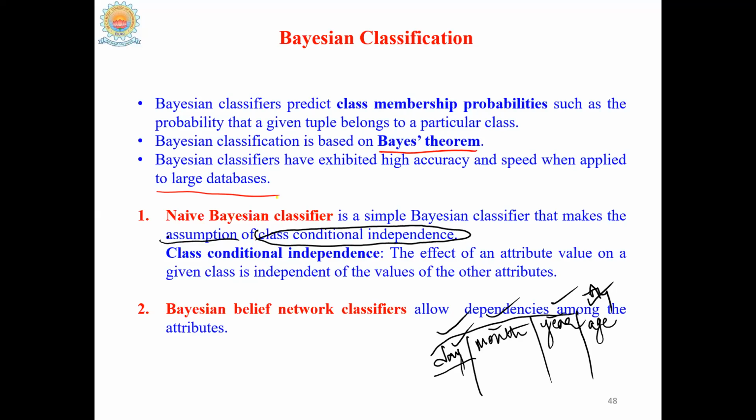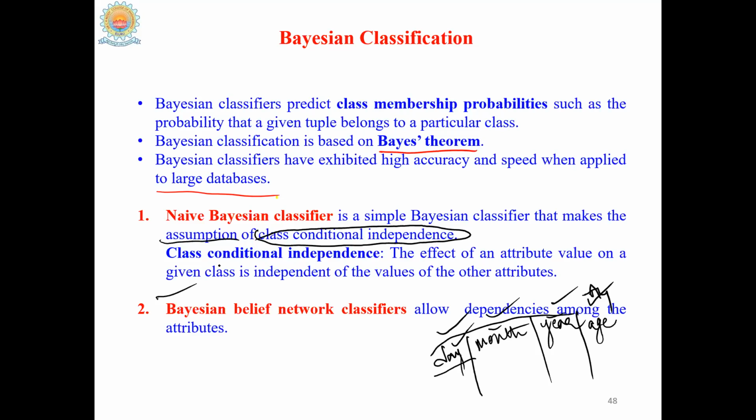So if the dataset really consists of all independent attributes, then for that dataset the naive Bayes classifier will obviously give a good result. Why? Because it also assumes the same. But in general, if you observe any kind of dataset, there is a little dependency among the attributes. So here, Bayesian belief networks allow dependencies among the attributes.